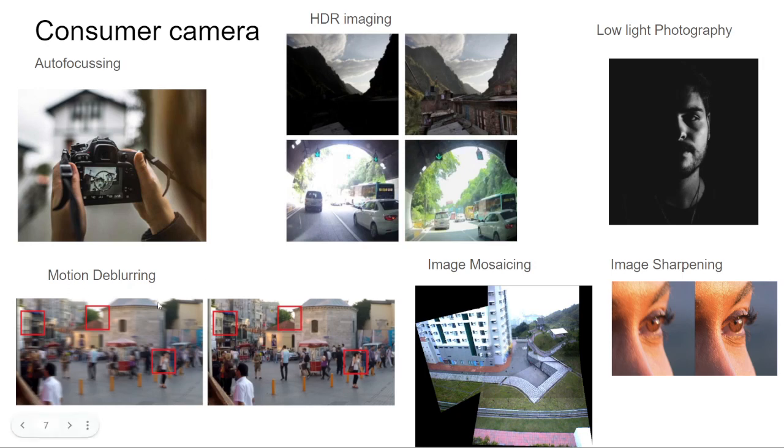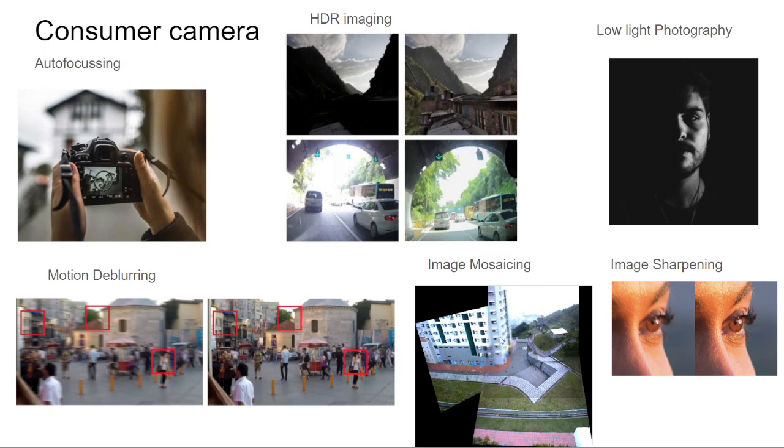Next comes motion deblurring. Here, due to the motion of the camera or motion of the object, we may have some motion blur in a particular image. So that we have to deal with, and we have to deblur those blurred images. So that is motion deblurring.